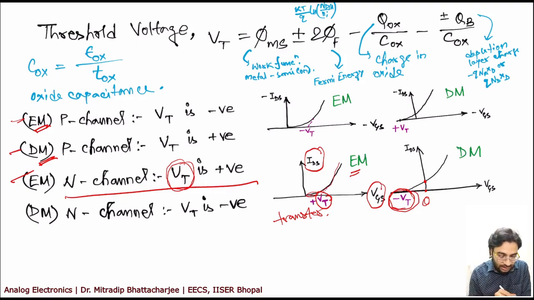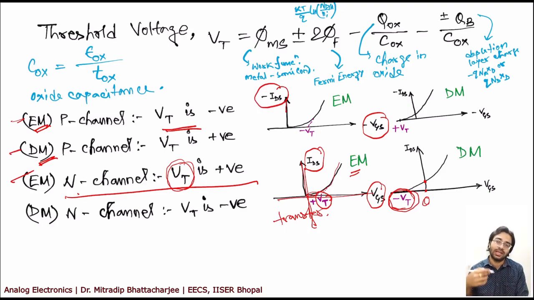Now if you see, in case of N channel, all of them are in the first quadrant, right? All of them are in the first quadrant. In case of P channel, if you look, it is minus VGS, it is minus IDS. That means they are in the fourth quadrant. Same thing happens, but the characteristics are in the fourth quadrant. That is the difference. Now, how do we define the threshold voltage?